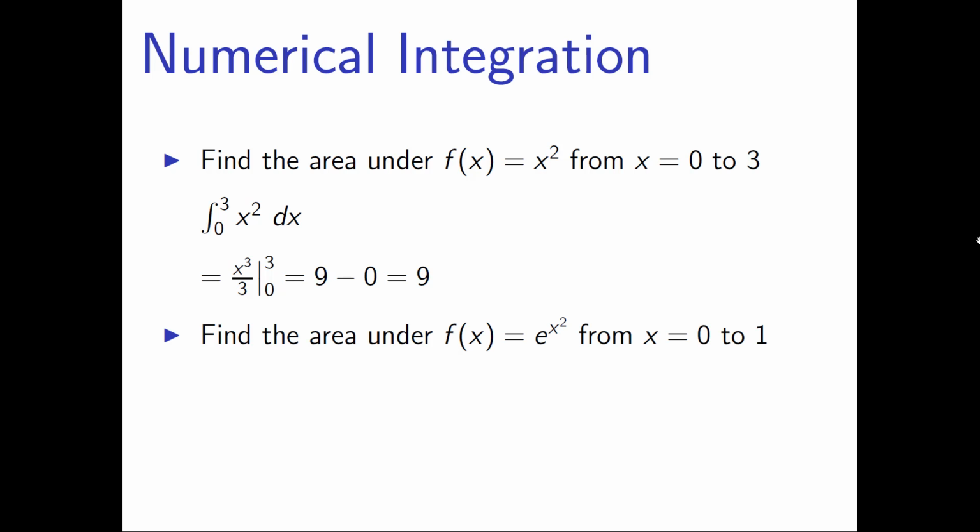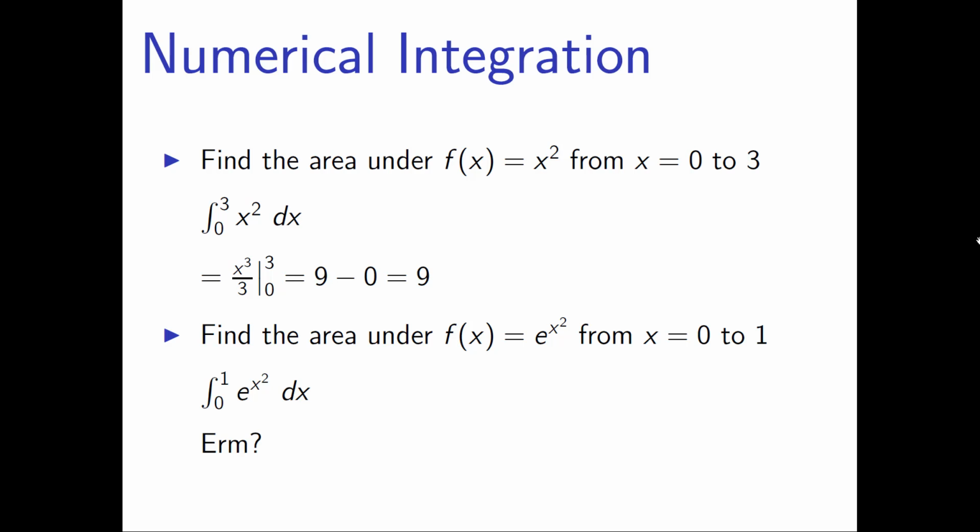But let's make a slightly more complicated version. What if our function now is e to the x squared, and we're just going from x equals 0 to 1? Well, we could write it in this form, and that would be correct. However, what do we do from here? What is the antiderivative of e to the x squared? Well, in fact, we don't know.